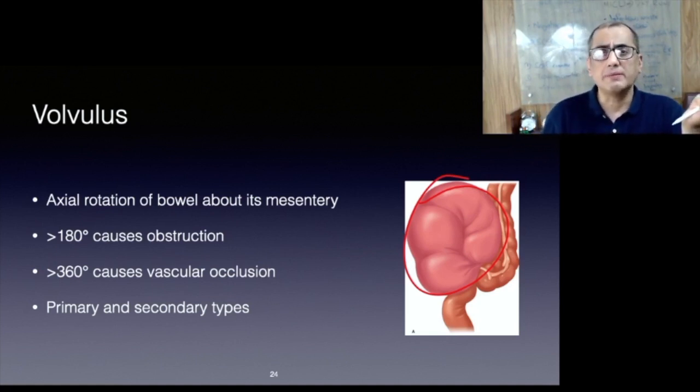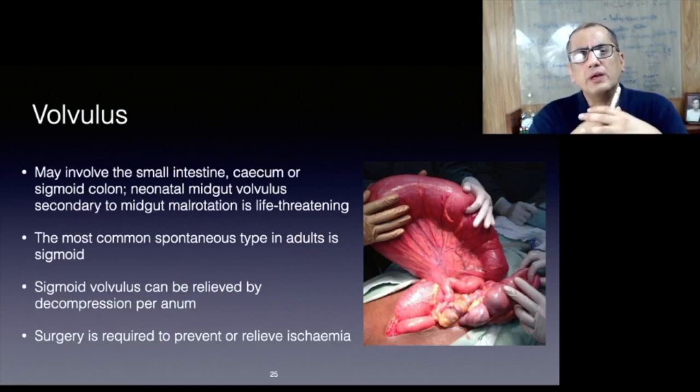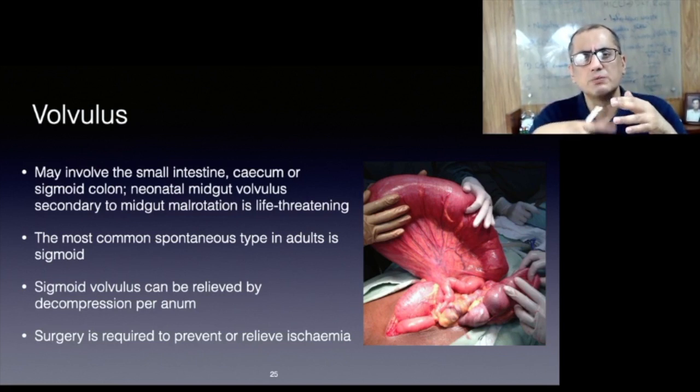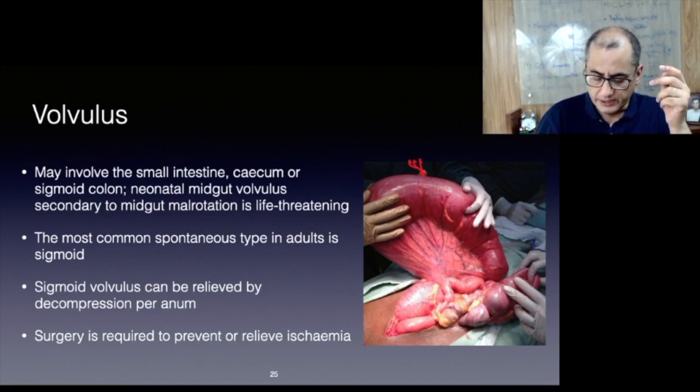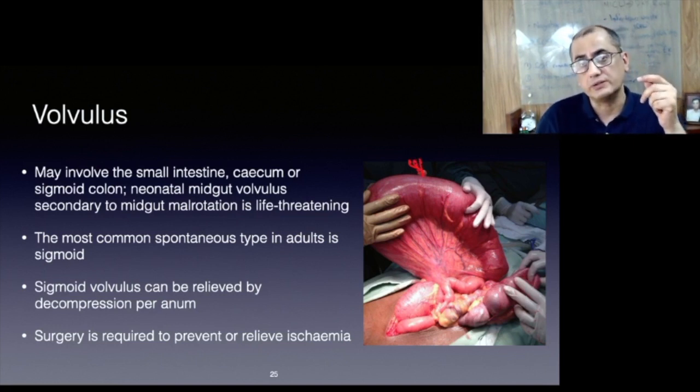Now, volvuli may be primary or secondary. The primary form occurs secondary to congenital malrotation of the gut, abnormal mesenteric attachments, or congenital bands. Examples include volvulus neonatorum, cecal volvulus, and sigmoid volvulus. A secondary volvulus, which is the more common variety, is due to the rotation of a segment of bowel around an acquired adhesion. So if there were an adhesion here and it had torted, that would be a secondary volvulus.